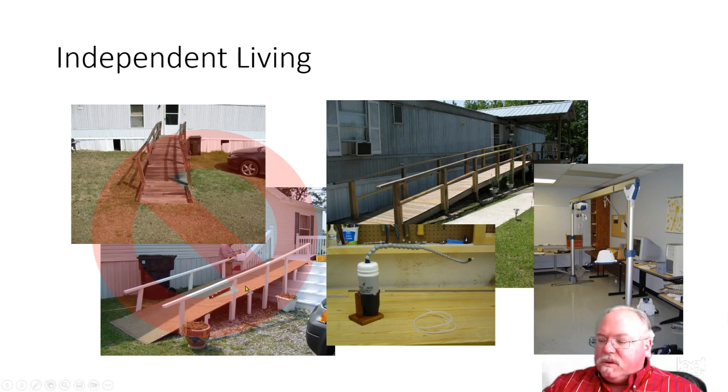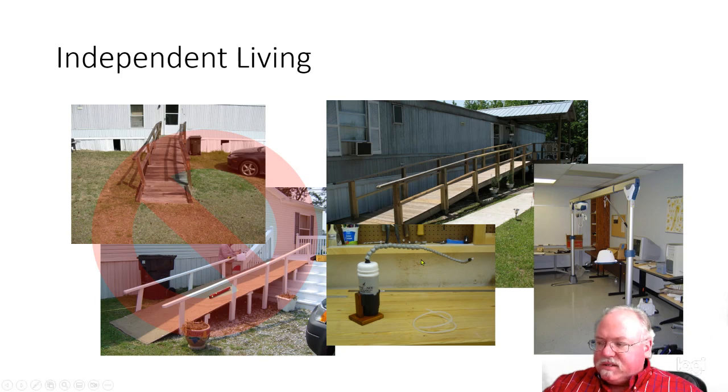The lower left-hand ramp is more of a ski ramp. It's too steep. It doesn't have proper support up underneath it. And so in the upper right side, you can see a properly built ramp. It's at the correct slope with handrails, proper footers, proper bracing.